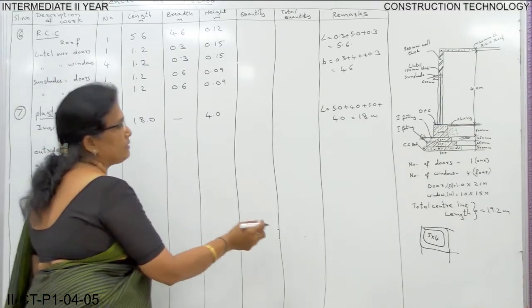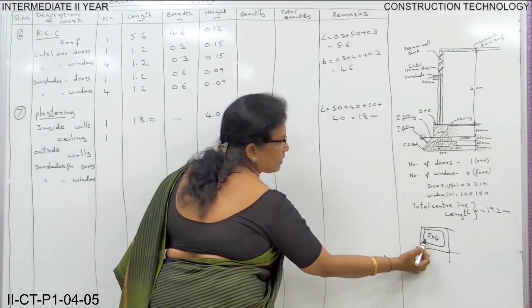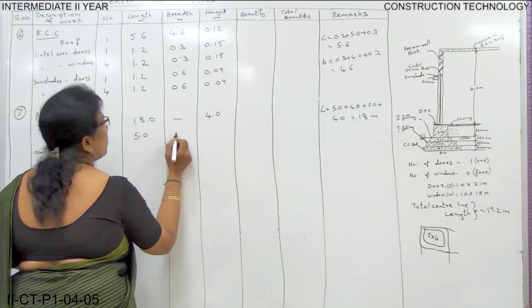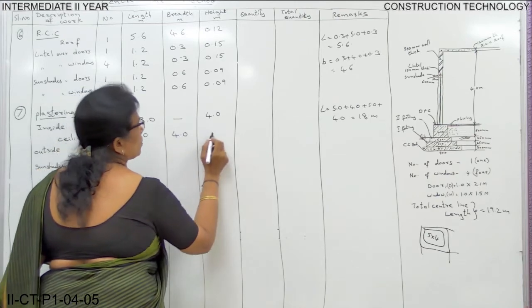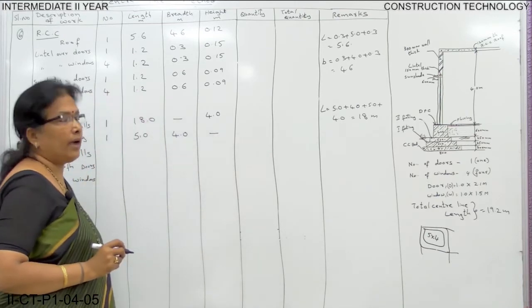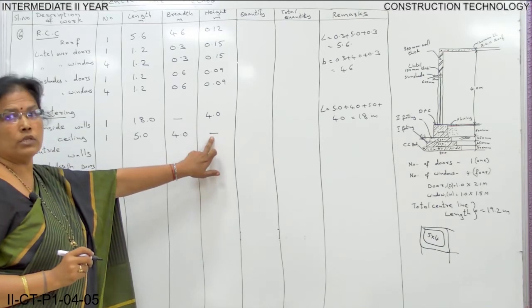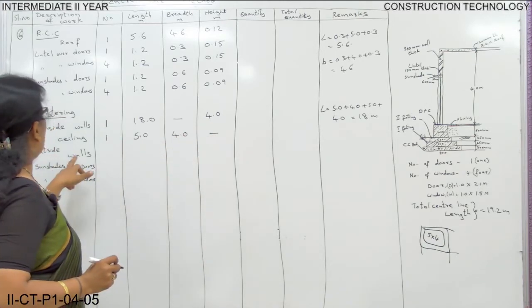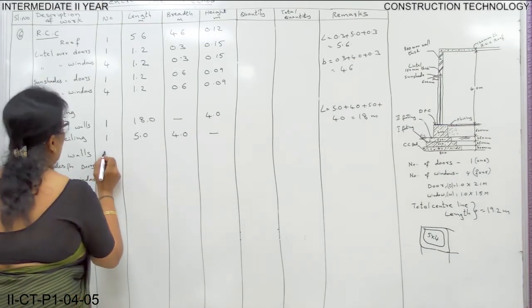Now coming to ceiling. Number 1. Ceiling means just take the length and breadth, that is 5.0 into 4.0, and you won't have height. In the height column you just put a dash. Multiply only 2. Then outside the wall.